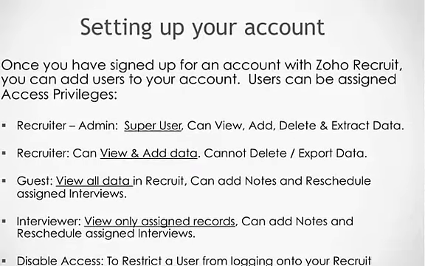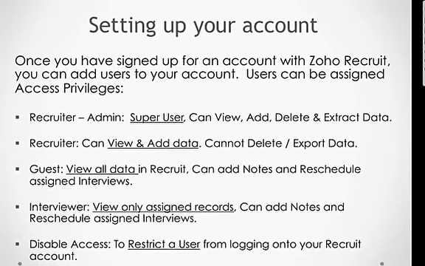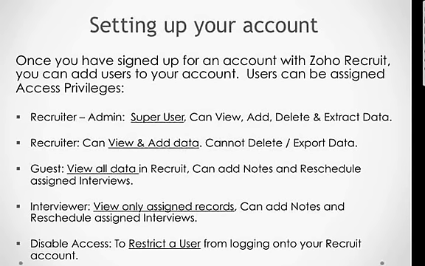So going into the individual agenda for today, how to set up your Zoho Recruit account. So once you have signed up for an account, or the organizational account, you can add multiple users into it. The main user is called the recruiter admin or a super user who can view, add, delete, extract, make customizations, etc. The other option is the recruiter access. A recruiter is one who can view the data, add the data, or edit the existing data.